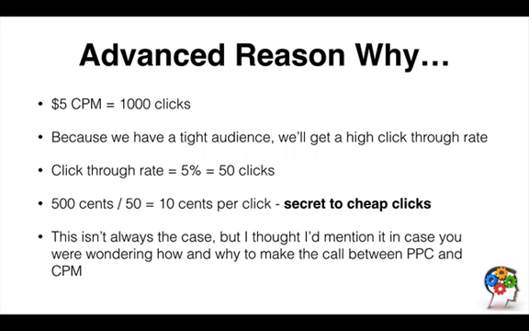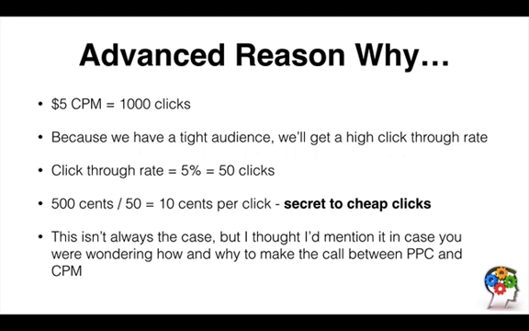As I said, because we have a tight audience, we're going to get a high click-through rate. And let's just say our click-through rate is 5%. So if you're getting a 5% click-through rate on your 1,000 impressions, you're driving 50 clicks, okay? So 50 clicks you're driving, and you've paid $5 for it. So let's convert it to cents just to get it in that denomination. So we have 500 cents, we've got 50 clicks, which means we've paid 10 cents per click, okay?